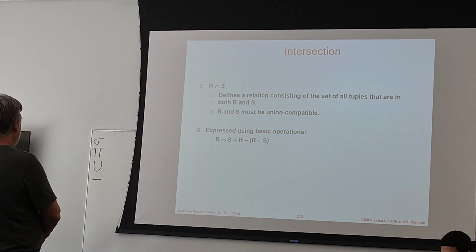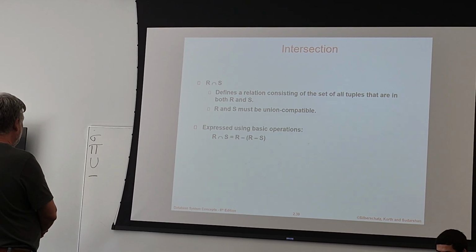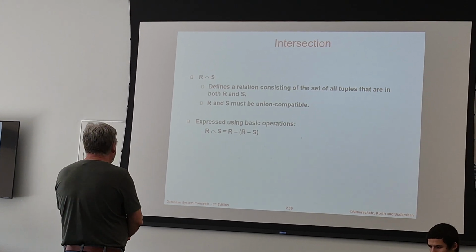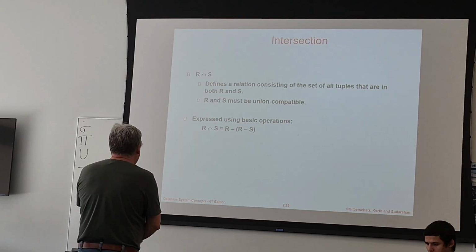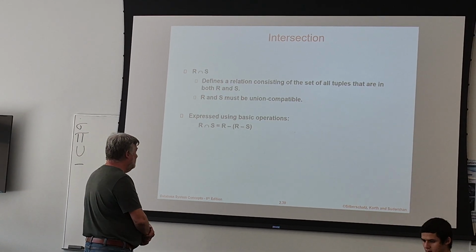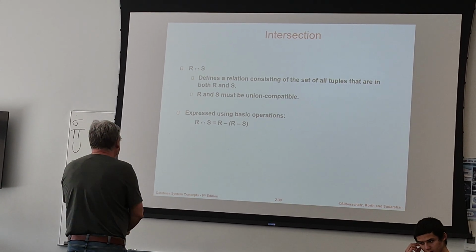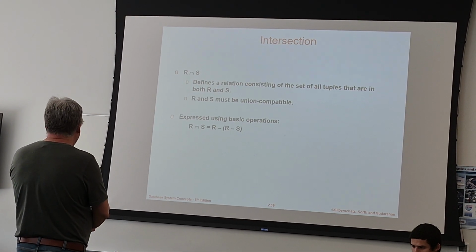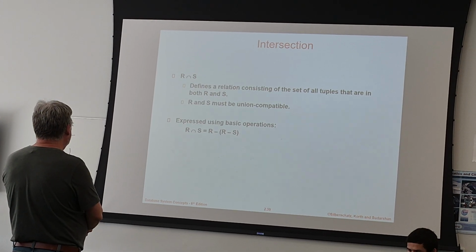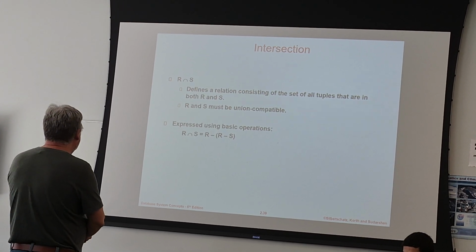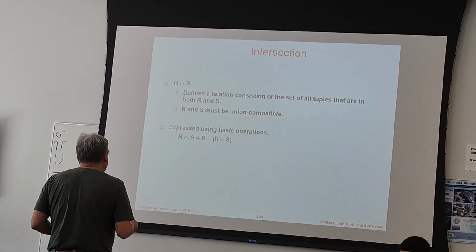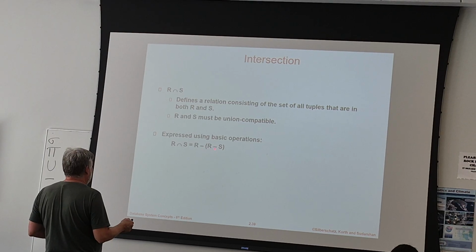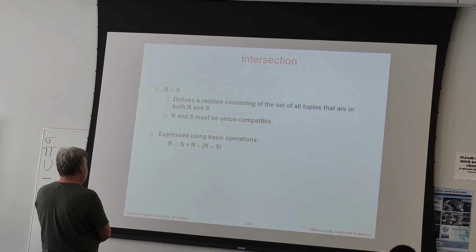All right, intersection defines a table containing all of the rows that are in both R and S. Again, R and S need to be union compatible: same domains, same number of columns, same order. And yeah, I think what they're saying is intersection is not a fundamental operation, because it's actually built out of a couple of set differences.